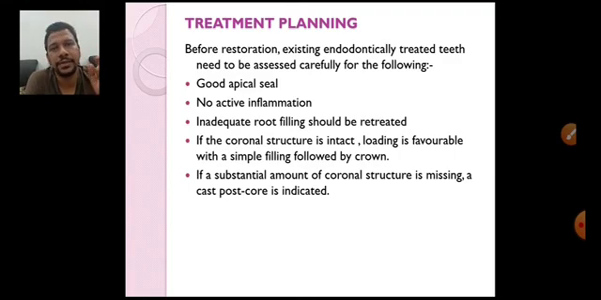So you should explain to the patient what happens. You can show the pictures. This is what happens if I just give a crown. The chances of dislodgement of the crown, or fracture of the crown along with the coronal tooth structure, are more. So you should educate the patient, you should convince the patient, because this is what happens.